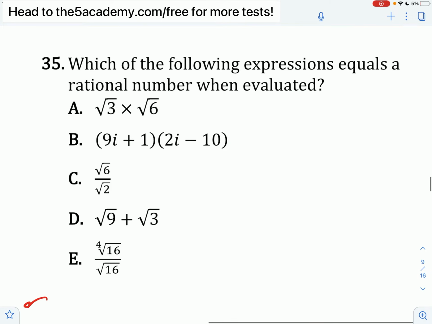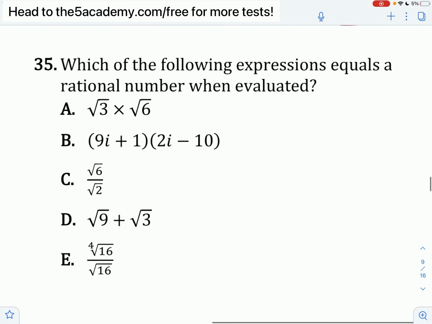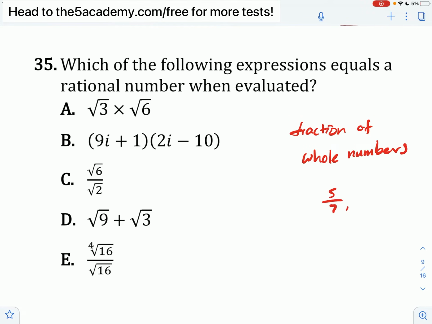Which of the following expressions equals a rational number when evaluated? So what's a rational number? It's a number that can be written as a fraction of whole numbers. Okay, so for example, 5 over 7, 2 over 3, 7 over 9,000, negative 3. Because really this is just negative 3 over 1, right? Those are all fractions of whole numbers.